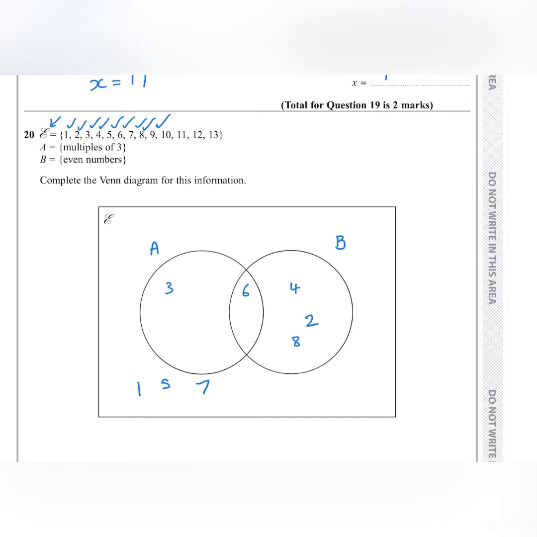9 is a multiple of 3, but not an even number. 10 is an even number, but not a multiple of 3. 11 is neither. 12 is a multiple of 3 plus an even number, so that can go in the middle. And 13 is not a multiple of 3, it's not an even number. Okay, so these are all the numbers in the right places for this question.